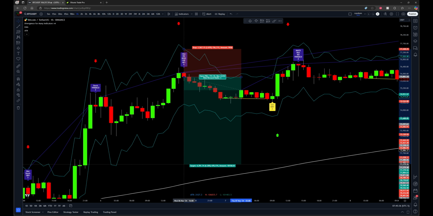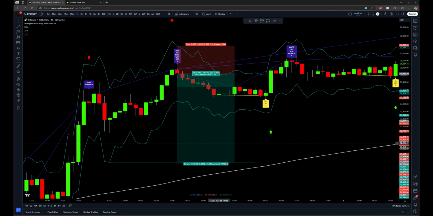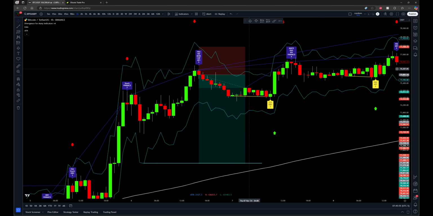And then we're going to be targeting 1.5 ATR below that particular previous low that gave us our last higher low. So this would be the target down here, this particular spot on the ATR indicator. So that would be the setup right there.